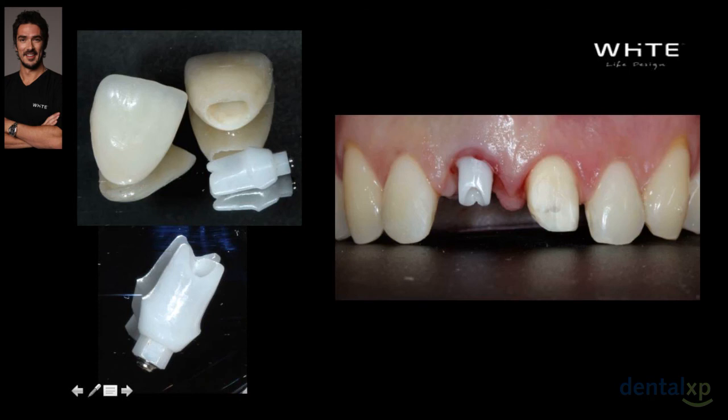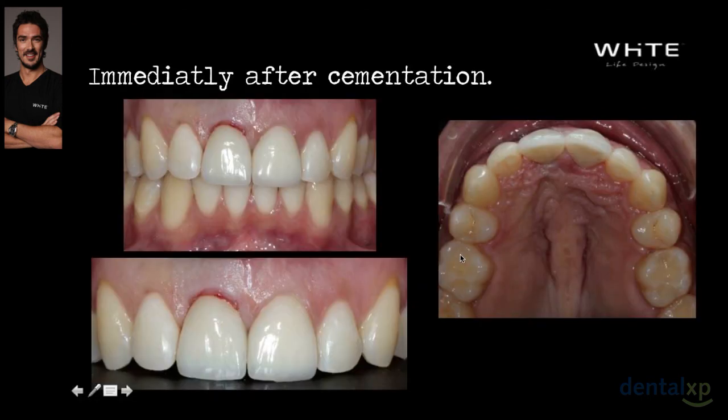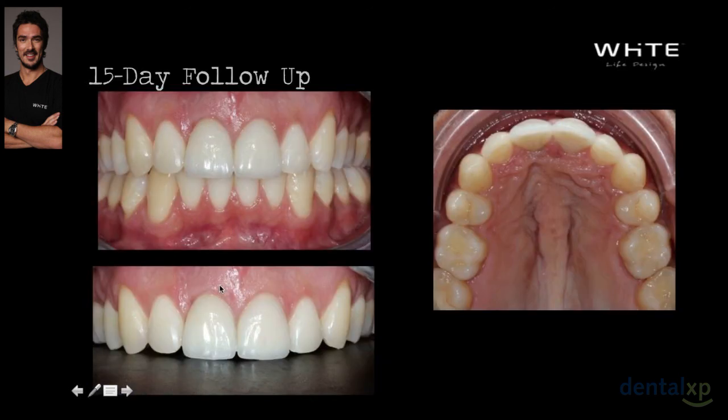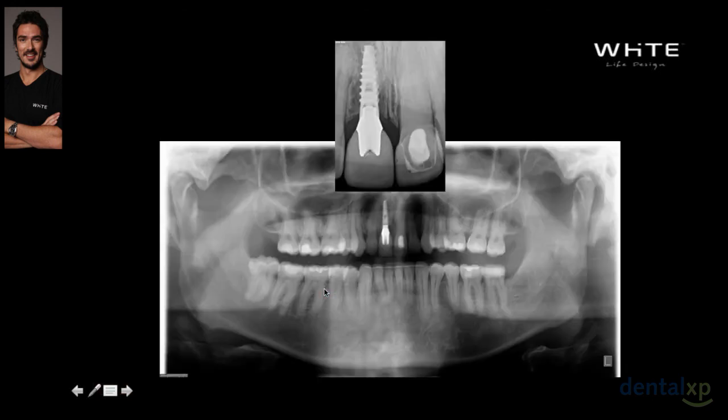Here we have the zirconium abutment and the crown and the prep of the adjacent tooth. And for symmetry and aesthetics, we placed the 2 central incisors. And here we have a bit of hemorrhage just on the day of placement. And here we have, after 15 days, you can see the soft tissue has fallen into place. Beautiful adaptation. Once again, this has nothing to do with the implant.